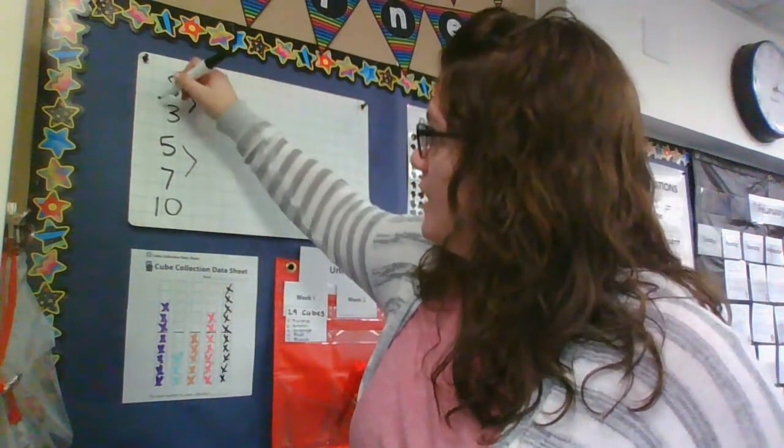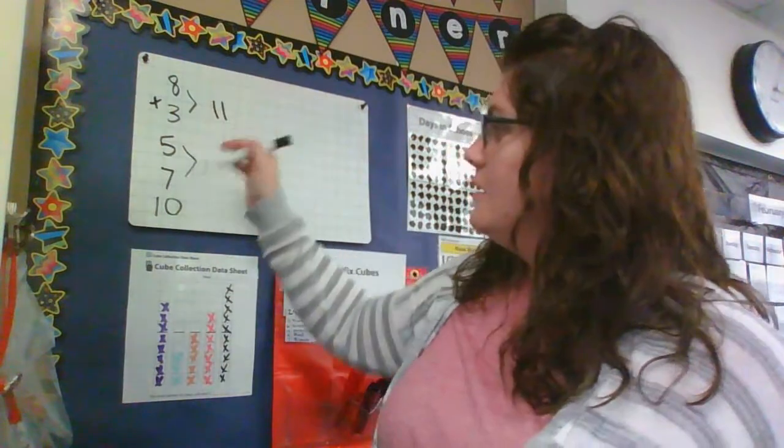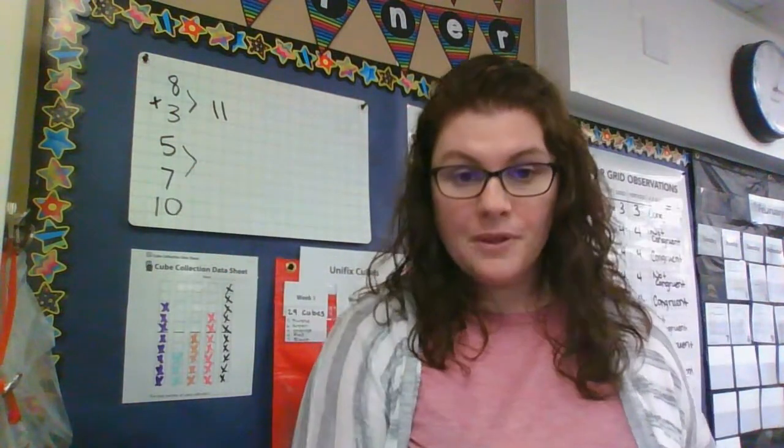So if we have 8 plus 3, let's count on from 8. Ready? So 8, 9, 10, 11. What is 8 plus 3? 11. So if we add those together, that gives us 11. How about 5 plus 7? So if we start with 5 and we add our 7, we're going to say 5, 6, 7, 8, 9, 10, 11, 12. What is 5 plus 7? 12. Good.